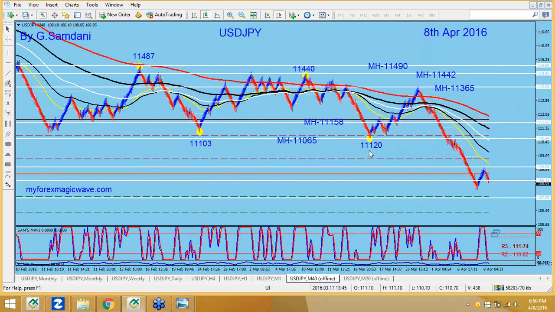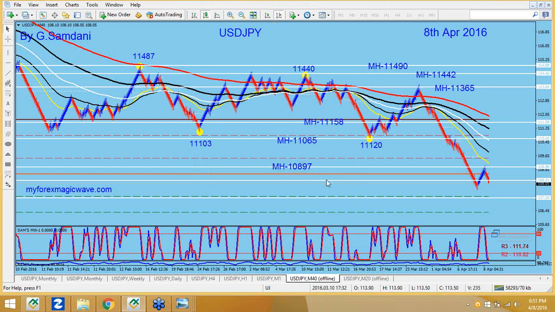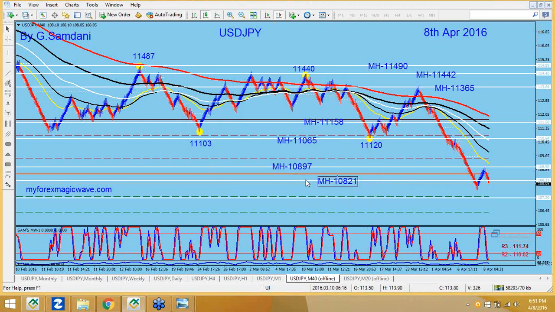And the number to target is 111.20, this low, and 110.65, the monthly high. Below that, we have 108.97. I forgot to write it here. This is 108.97, a big number. And then you have 108.21, also a big number. I don't know if they are monthly highs or not. I just forgot to do it ahead of time, so I'm doing it now. I remember. I'll show you where they are. Okay, 108.21. So these are the targets, and then 107.20.